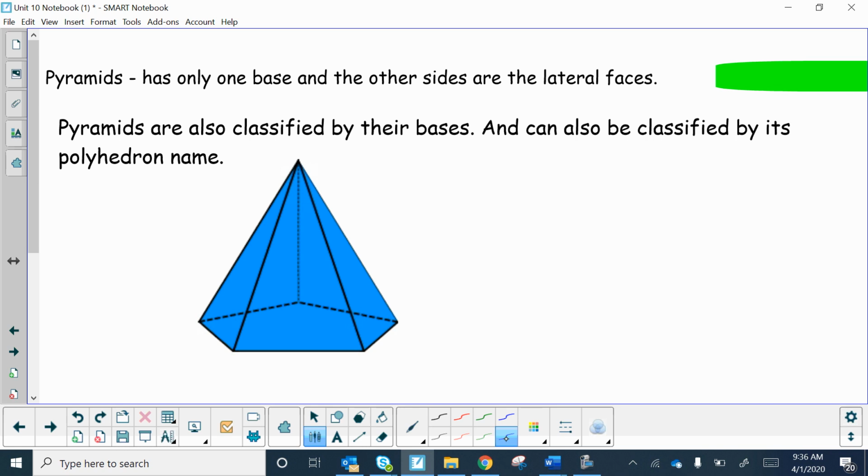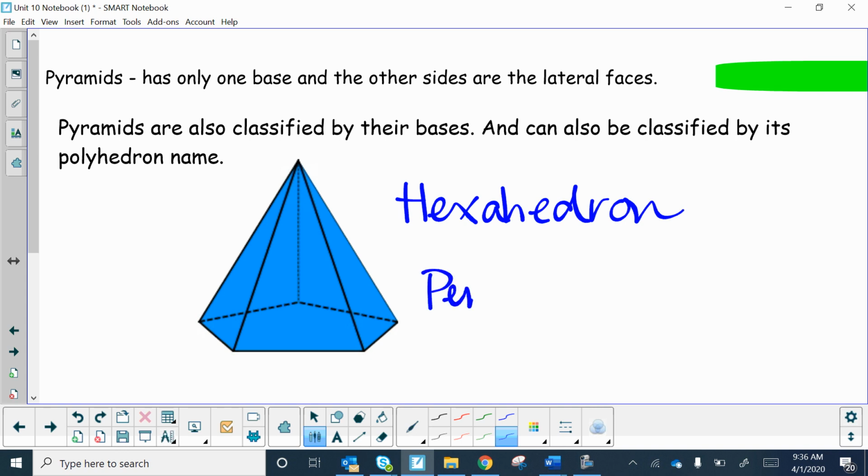So the polyhedron name would be 1, 2, 3, 4, 5, 6. This one is a hexahedron because it has six faces. Okay, so be able to name some of these on your homework. You could also call this a pentagonal pyramid.